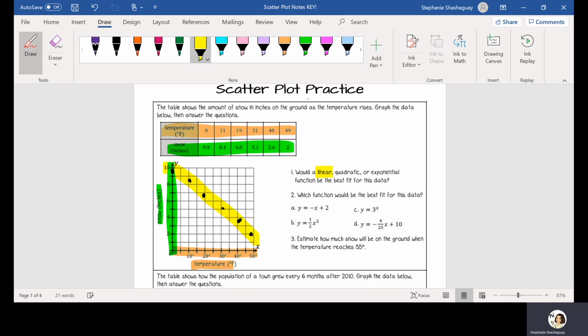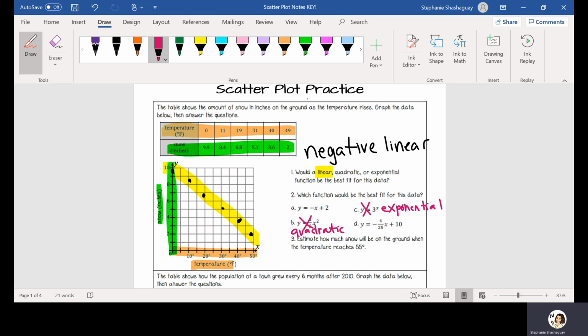that it is a linear function. And specifically, this is a negative linear function. That would be my line of best fit for this data. So which function would be the best fit for this data? Well, I've got A, that is linear. B is a quadratic, so we're going to cross that out because it's a quadratic function. C is an exponential function, so I'm going to cross that out.